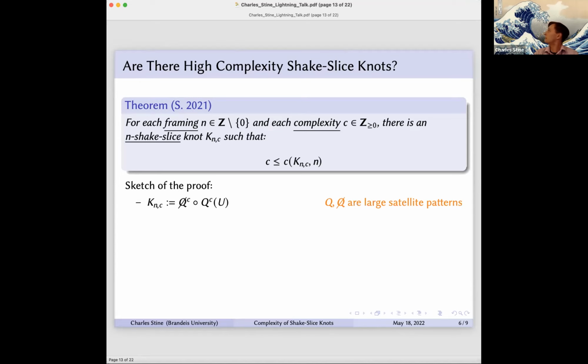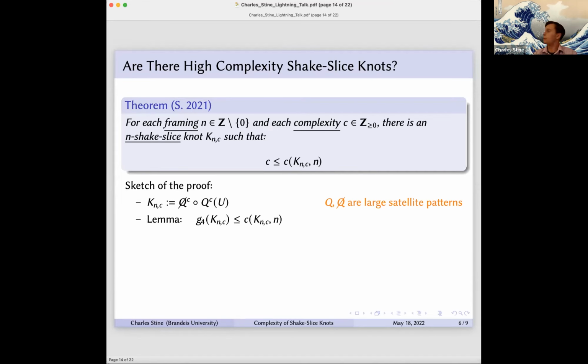The knots K_{n,C} are satellite knots, which we've seen already in Claudius's talk. We have these 2 satellite patterns, Q and Q'. Composition and exponentiation there means repeated composition of the satellite operator. So actually, this satellite knot has 2C essential tori in it. And so the crossing number is going to be the crossing number of Q raised to the C power times the crossing number of Q' raised to the C power. So you're never going to draw a practical diagram of these things.